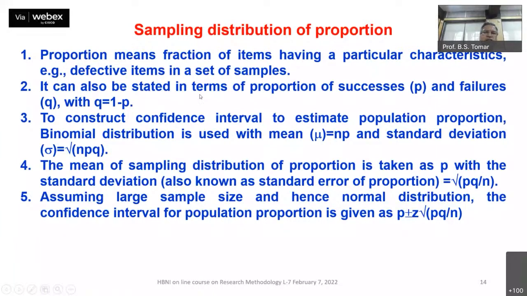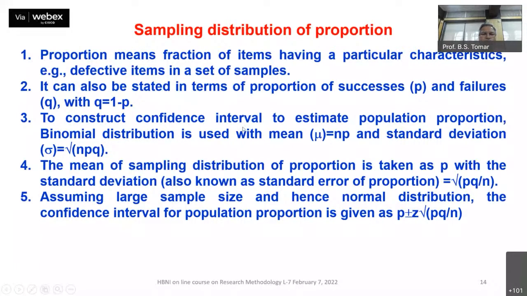It can also be stated in terms of proportion of successes and failures. So success is P, failure is Q. So Q is equal to 1 minus P. Like with a coin, the proportion of heads, when you flip the coin, P equal to half for head, P equal to half for tail. So P equal to half, Q equal to 1 minus half, which is half.